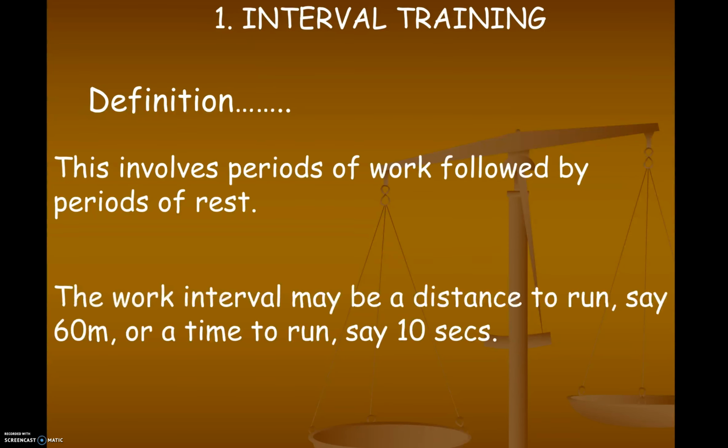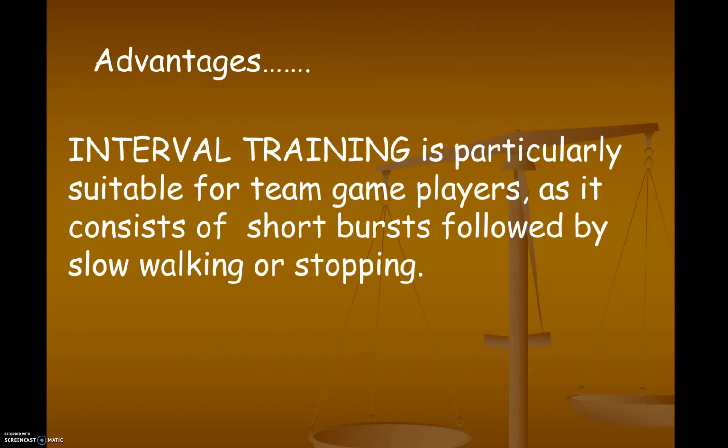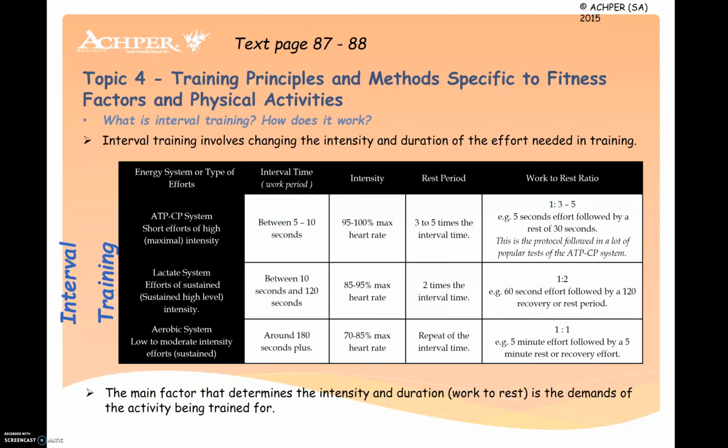So we're looking at something that involves structured periods of work followed by structured periods of rest. For example, the work interval may be a distance to run, say 60 meters, or a time to run, say 10 seconds, followed by a structured period of rest. The advantage of this is it's particularly suitable for team players, as it consists of short bursts followed by slow walking or stopping, and develops speed.